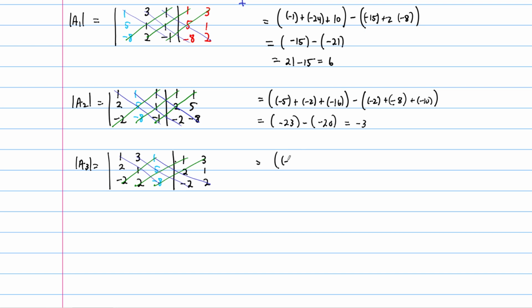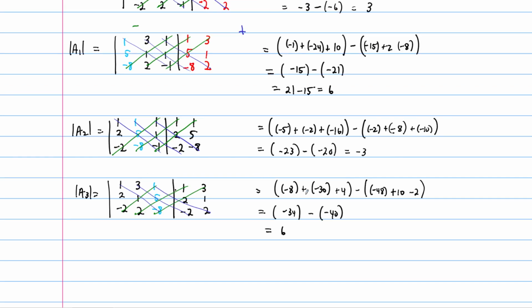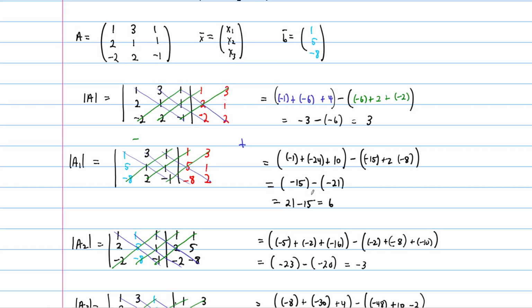All right, so let's see. This one's -8 plus. This one's -30. And this one's +4. Right? And then this one's going to be what? -48. And this one's going to be +10. And then -2. So -38 plus 4, that's -34 in this one. And then minus, this is going to be -50 plus 10, so -40. And when we add this together, we get 6, right? So there we go.